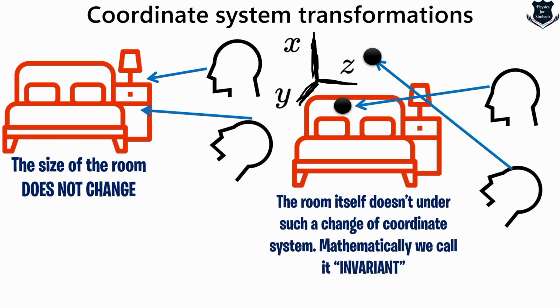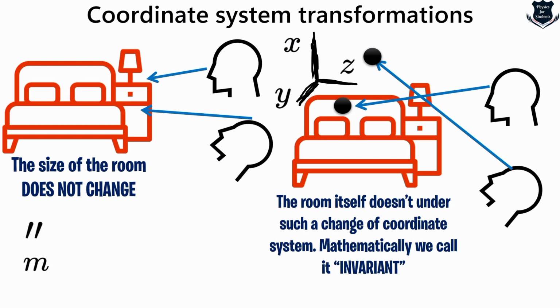Technically we call it invariant under such a change of coordinate system. And if you define the center of your head to be the origin of your coordinate system, which is right there on the screen, the x, y and z values of locations within the room may change. But once again the room remains itself unchanged.